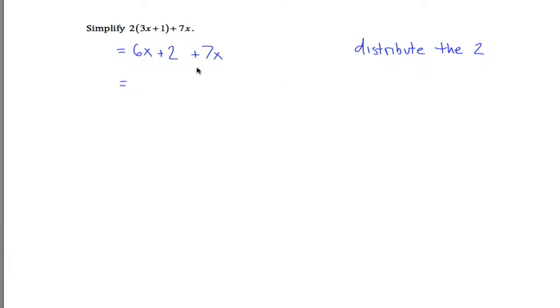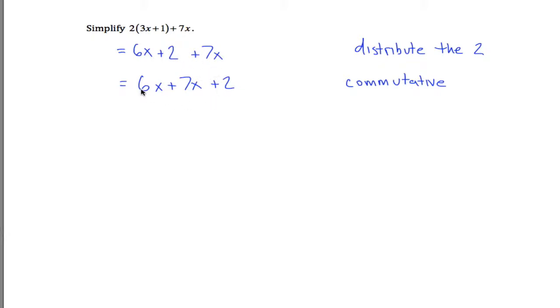Step 2, you might be able to just combine like terms at this point, but since this is early on and we're really focusing on justifying all of our steps, what I would say is we can use the commutative property. What the commutative property of addition says is that instead of 2 plus 7x, we can rewrite that as 7x plus 2. We can change the order of the things we're adding up.